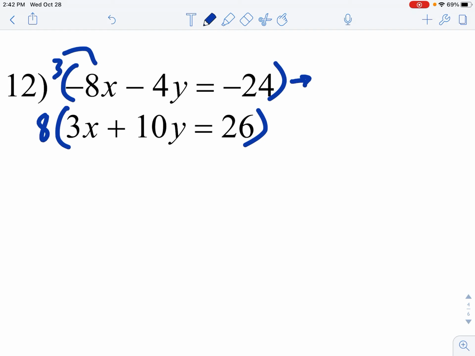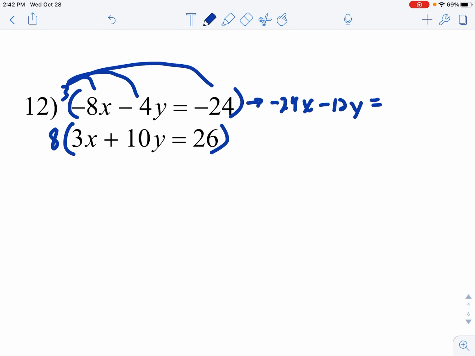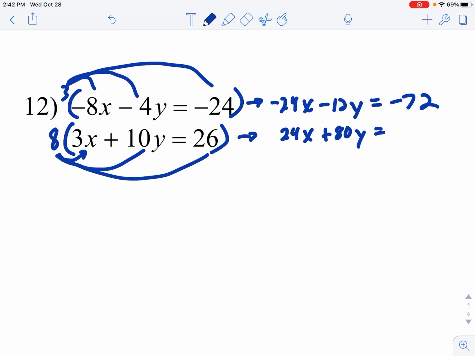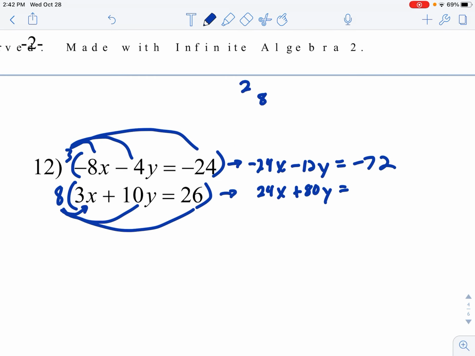This one becomes negative 24x minus 12y equals negative 72. Then I distribute here, I get 24x plus 80y equals, oh no, 8 times 26. So I don't want to screw this up. 8 times 26. Grab a calculator if you need to. 16 plus 4 is 20, 208.